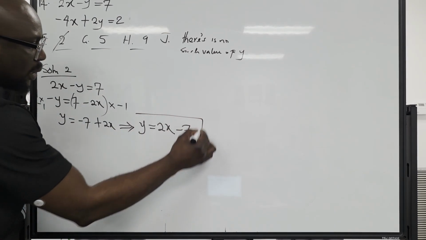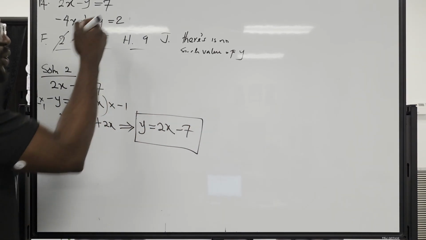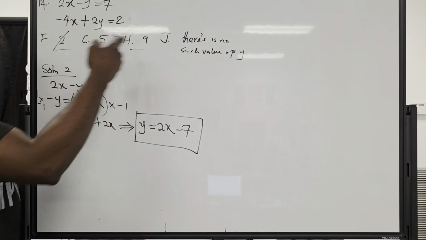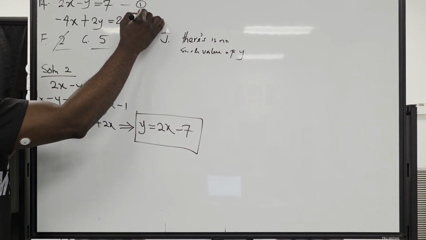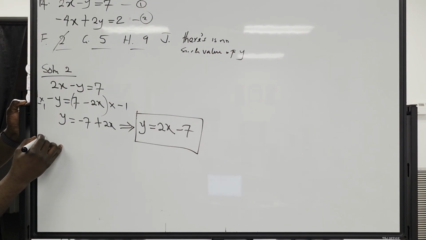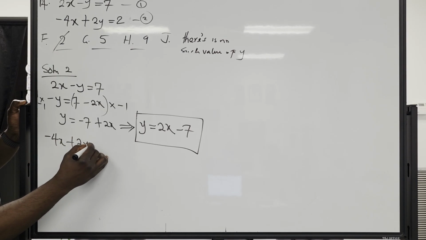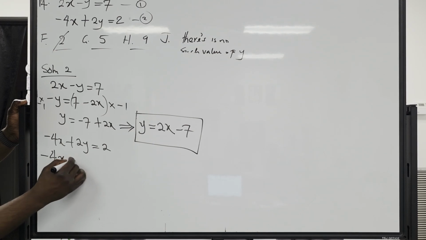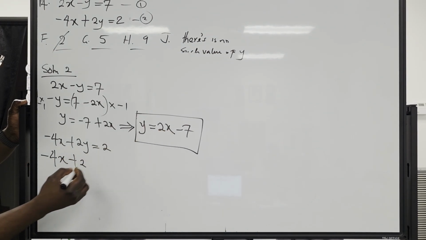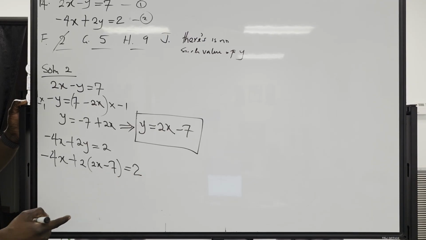So that is the equation for y. Anywhere you see y, plug this equation inside of it. If you plug this equation in, it should give you 2. If it does not give you 2, there is no such value of y. So let's do that. So now we have equation 1, equation 2. Equation 2, we have minus 4x plus 2y is equal to 2, right? So minus 4x plus 2. What is y? Our y is 2x minus 7. So we have 2 times (2x minus 7), and that is what it should equal to 2.